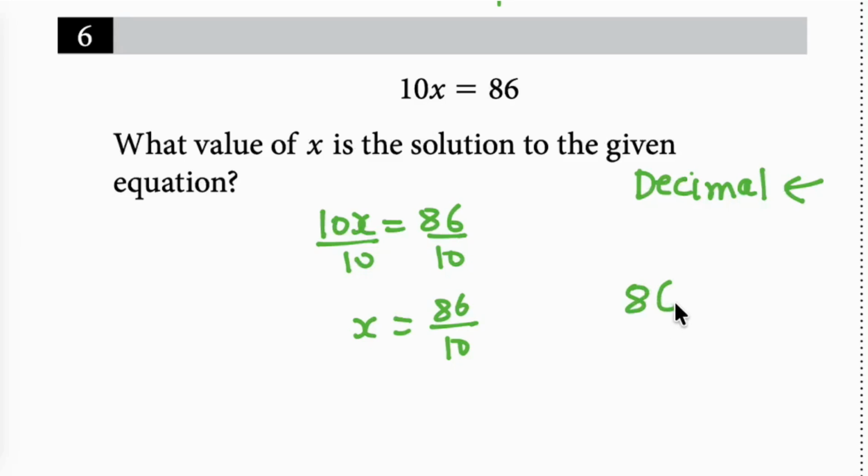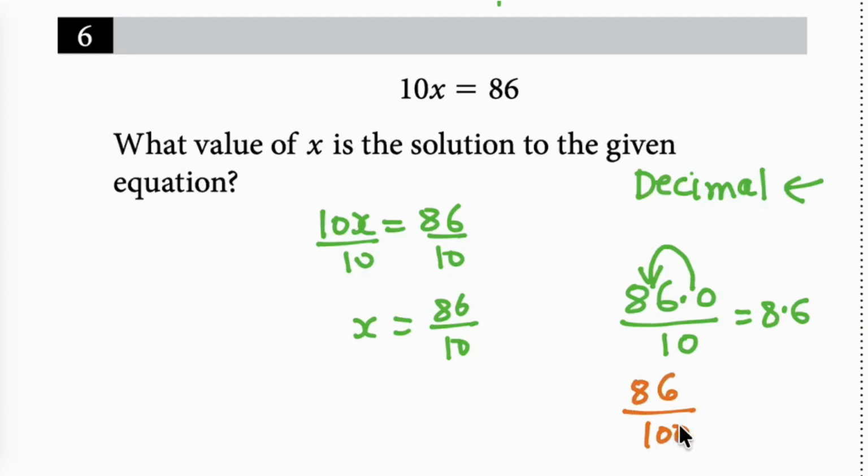So 86, you can write it like this, right? By 10. And because there is one 0 in the denominator, this decimal will shift 1 point and that will become 8.6. Let's take another example. Suppose you have 86 by 100, right? So this hidden decimal is here, and because the denominator is 100, you will move it 2 points, so that will become decimal 86. This question is checking this concept. Okay.